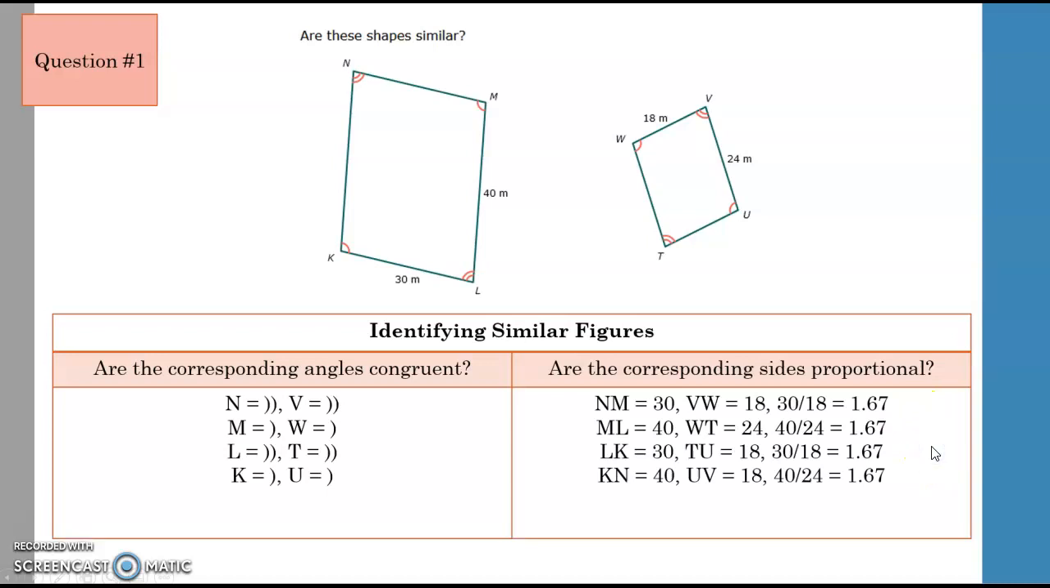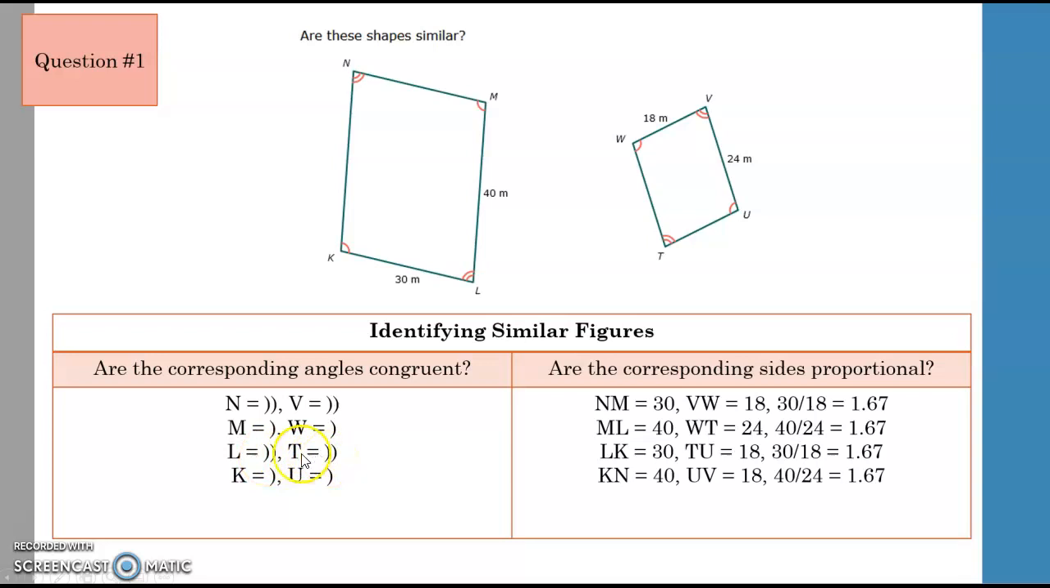All right, let's take a look at the solution. Are the corresponding angles congruent? Okay, so we've got angle N right here with 2 curved lines and angle V with 2 curved lines. Okay, those are congruent. We have angle M with 1 curved line and angle W with 1 curved line. That's what I'm using the parentheses to indicate, the curved angle measures. Angle L has 2 curved lines, and so does angle T.